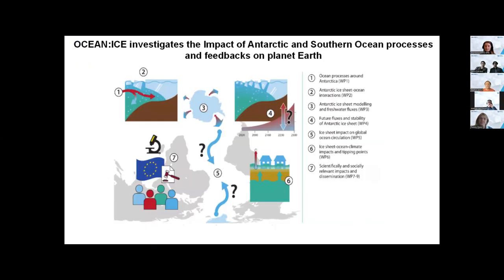Ocean ICE, you may be familiar with this, but the project was designed to investigate the impact of Antarctic and Southern Ocean processes and the feedbacks on planet Earth. It covers a comprehensive view of the climate sciences around the Antarctic. Some of the compartments deal with ocean processes around Antarctica, which is what we'll talk about today. Then there's the ice sheet and ice shelf component, ice sheet modeling and freshwater fluxes, and the impact on the global ocean, all the way up to climate impacts and tipping points and to policy-related subjects.